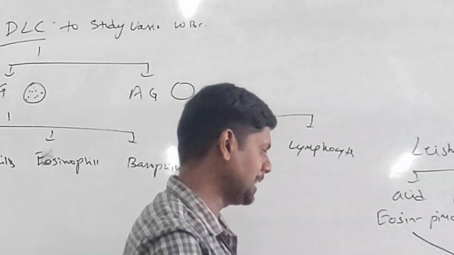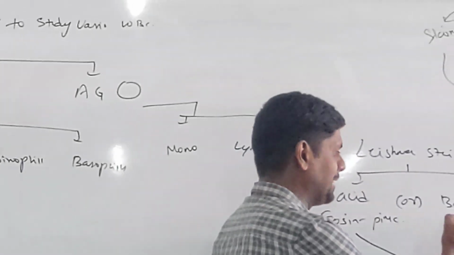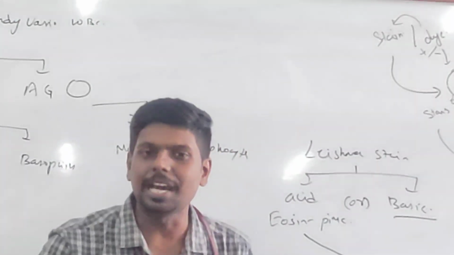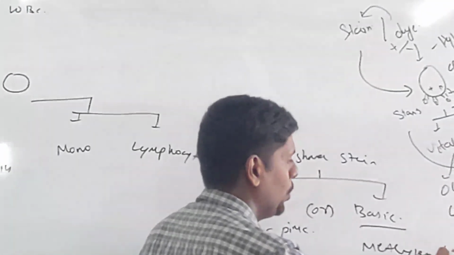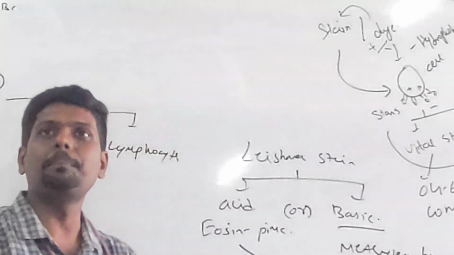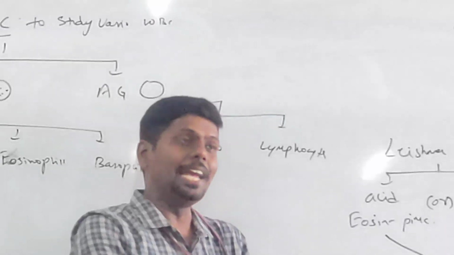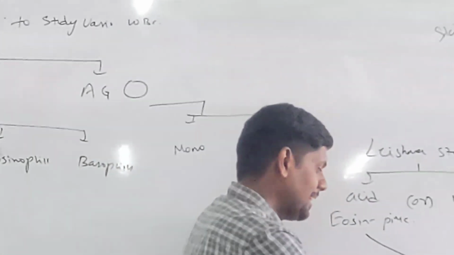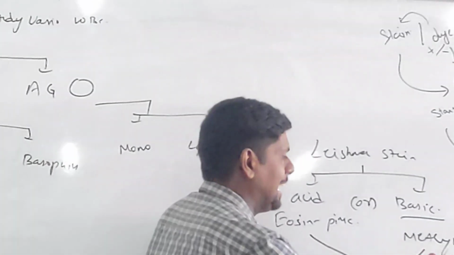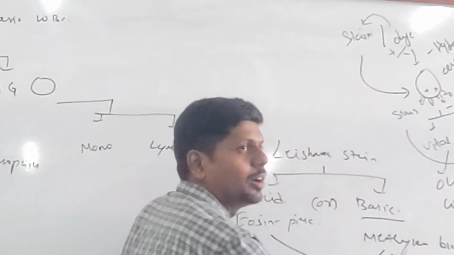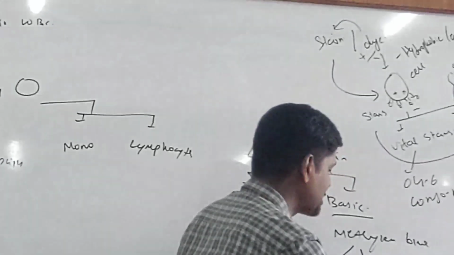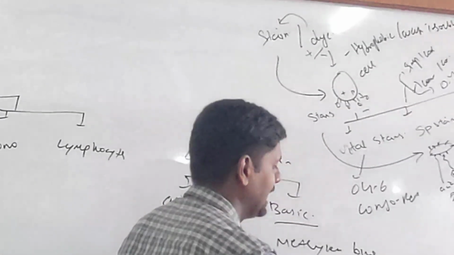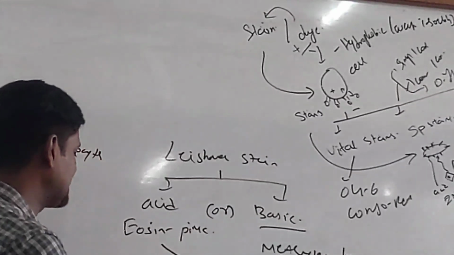Clear? The next one, basic dye. Here the basic dye is methylene blue. Methylene blue is a basic dye that binds to the acidic part of the cell. Hence this dye is called a nuclear stain. Nuclear stain. And this is a cytoplasmic stain.